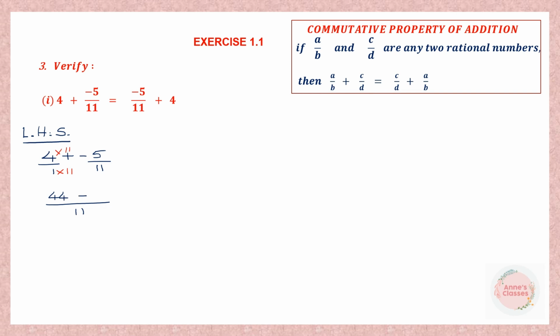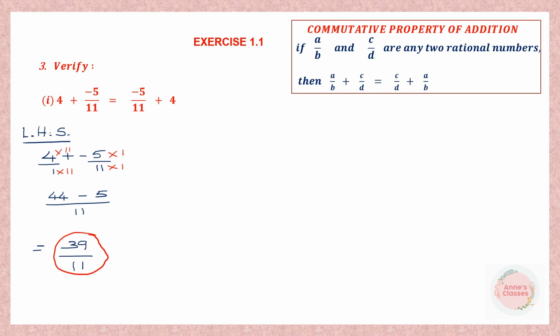Minus, take the second rational number. The denominator is 11. 11 into 1. So multiply 5 into 1. 5 ones are 5. Now let's subtract. So 44 minus 5 will be 39. 39 by 11. So this is the answer that we have got on the left hand side.